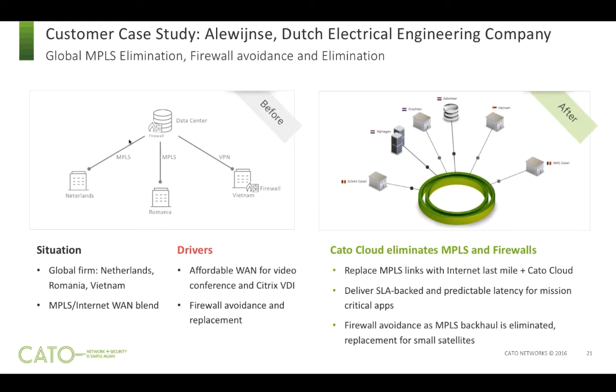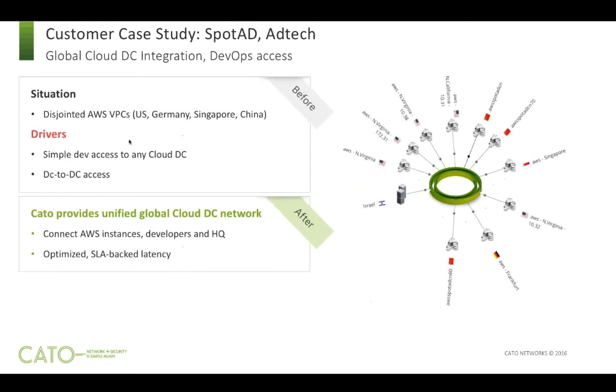The second customer is an ad tech company called Spotted, and this is actually a very unique use case because they're very cloud oriented. Most of their infrastructure is placed in AWS. They have multiple VPCs around the world, and their developers need to connect to each one of those environments in AWS, which is very challenging. It requires multiple VPN connections and managing a lot of resources, and it was really complex for them.